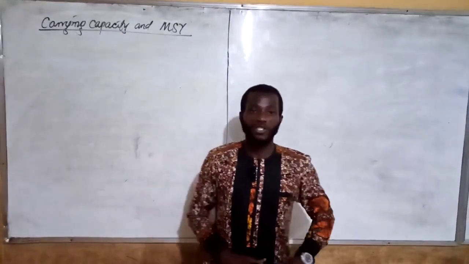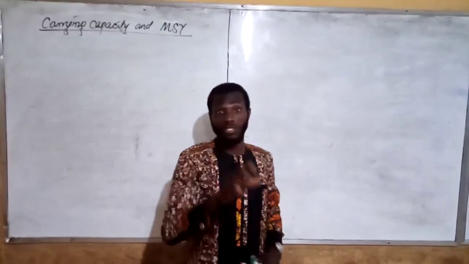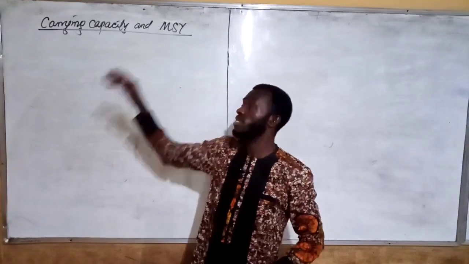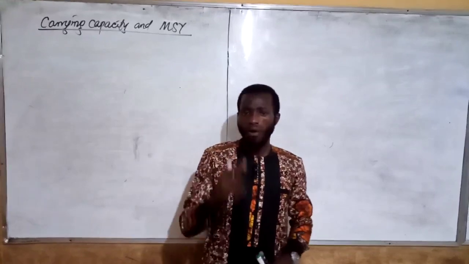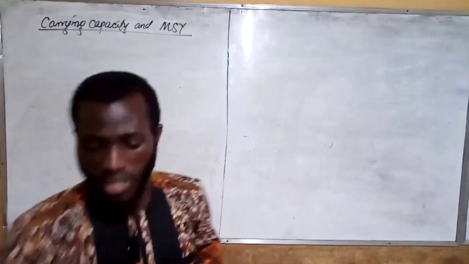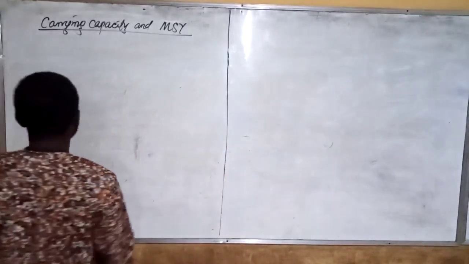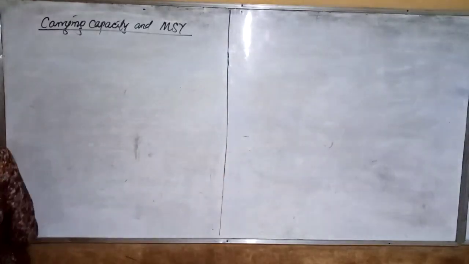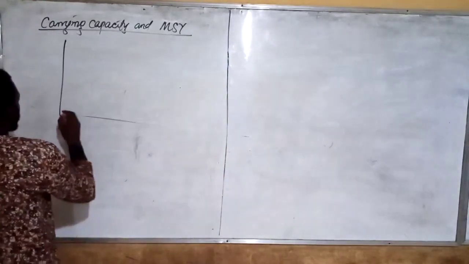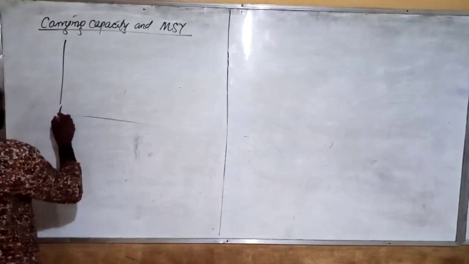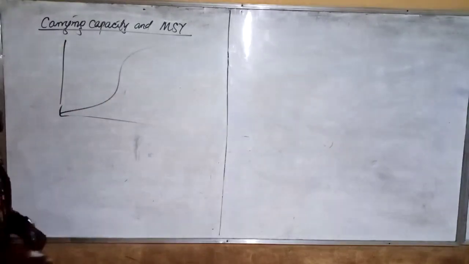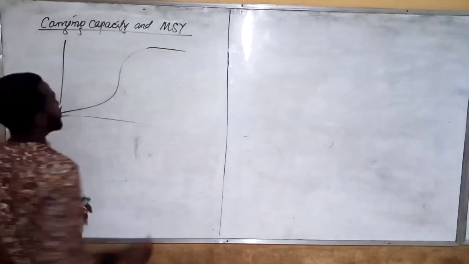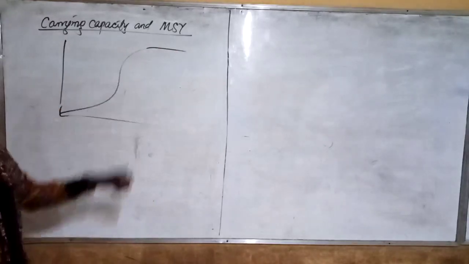In this video, we are going to be talking about the mathematical relationship between carrying capacity and MSY. Recall, according to the logistic growth model, we said that the population of fish is going to grow according to this sigmoid curve.